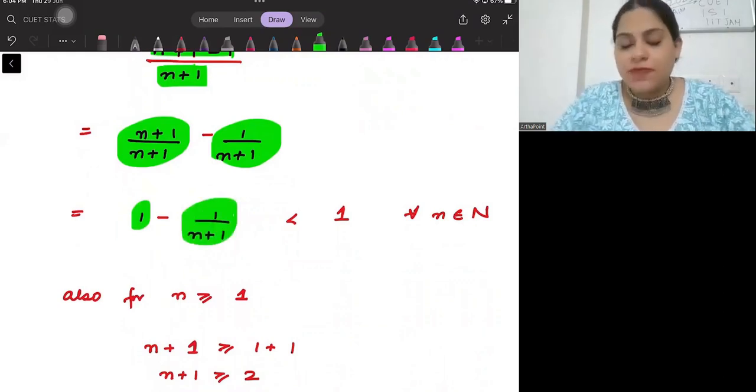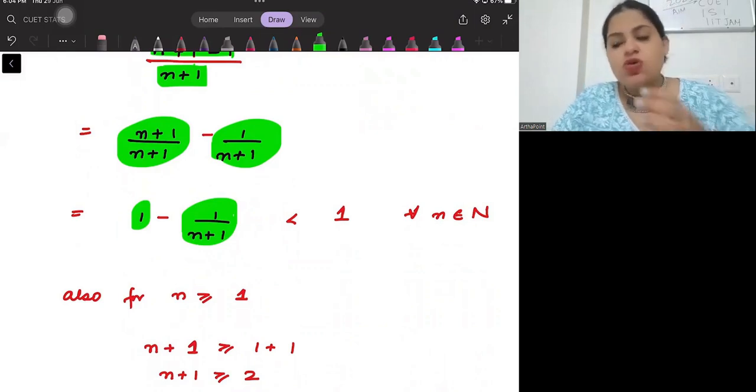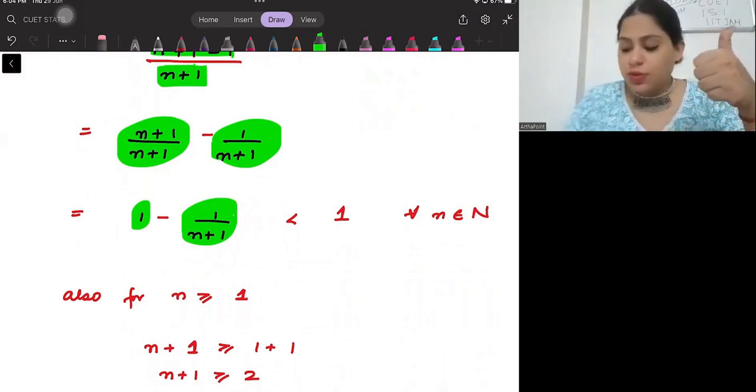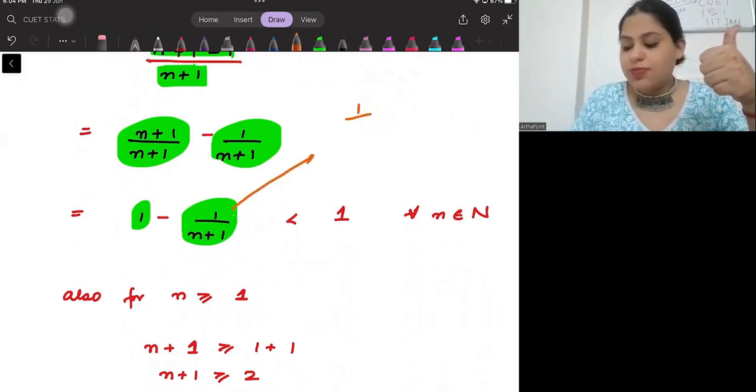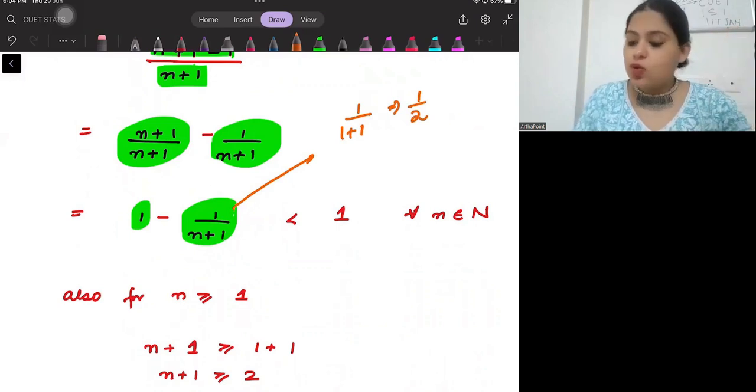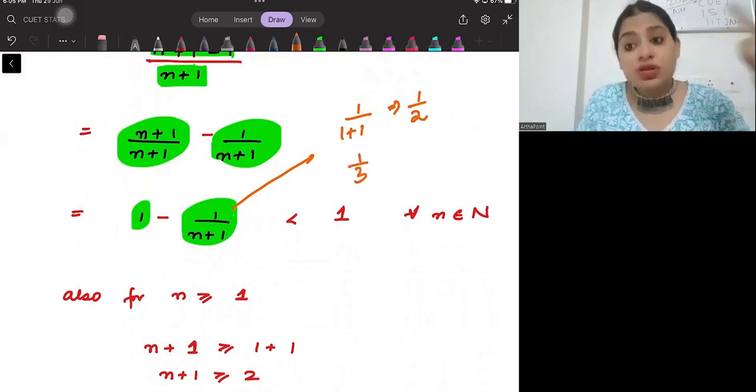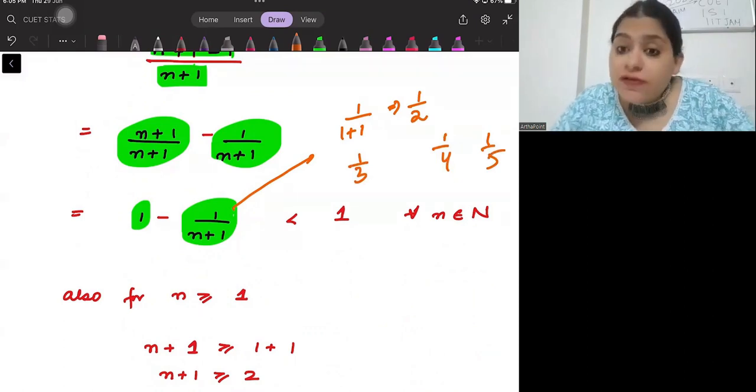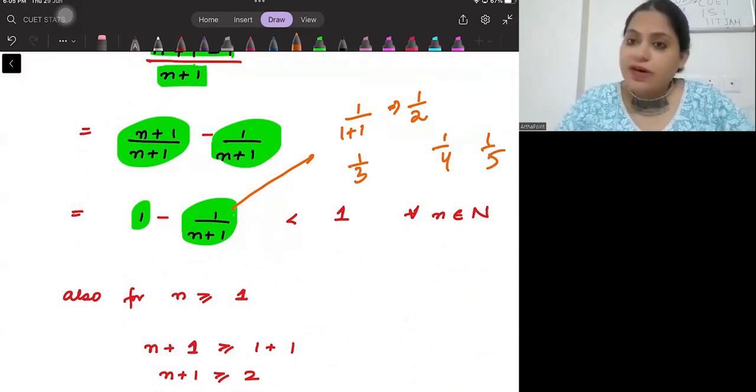Better think about it. Whatever value of n you put in the natural numbers, you can put n as 1. What will you get here? You will get 1 upon 1 plus 1. That will be 1 by 2. You can put 2, you will get 1 by 3. You can put 3, you will get 1 by 4, 1 by 5 and so on. Whatever value of n you put, you will get some number.